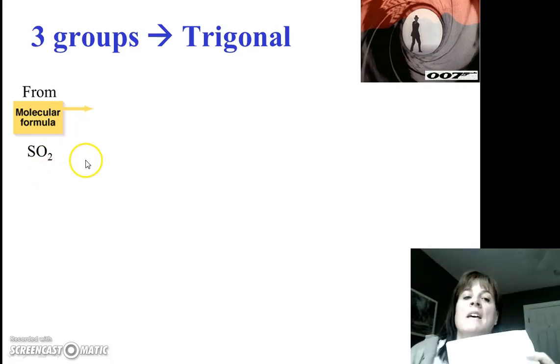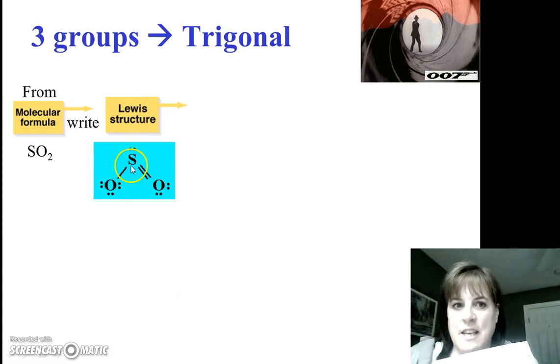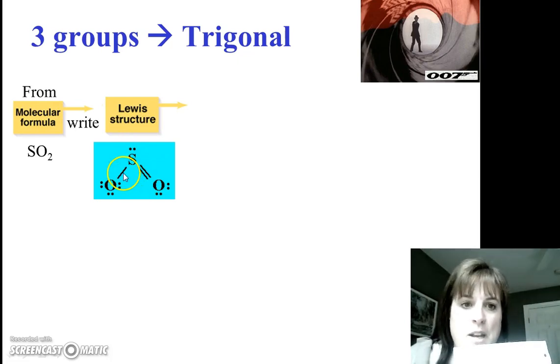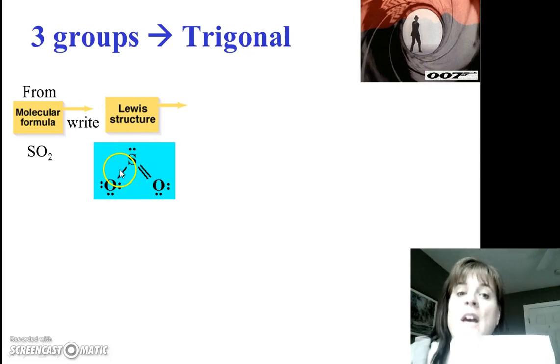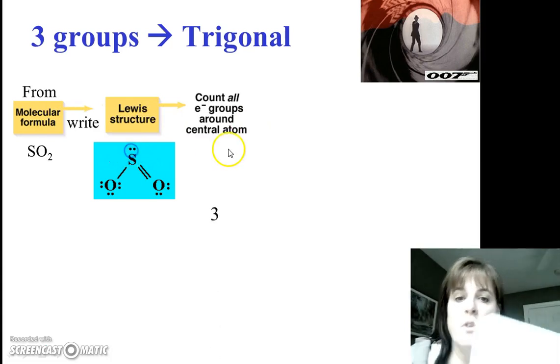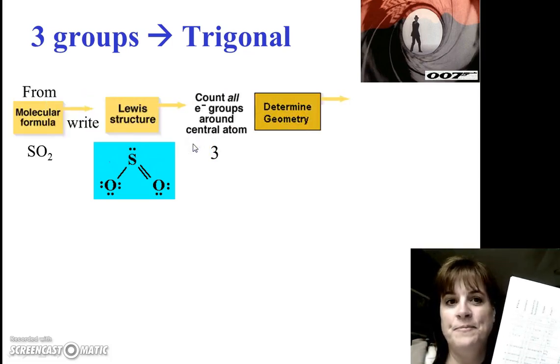So how about sulfur dioxide? If we draw the Lewis structure for sulfur dioxide, it looks like this. So when I count my groups around the atom, this time I actually have a lone pair. So I have this bonded pair, and I have a lone pair. So for groups around the central atom, I have 1, 2, 3. 3 groups. So 3 groups, according to the sheet, is trigonal.